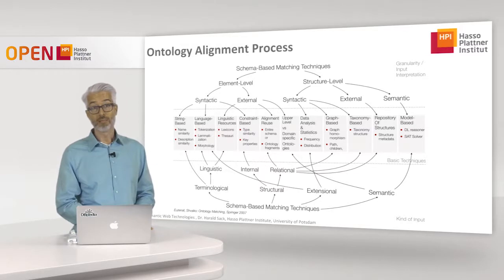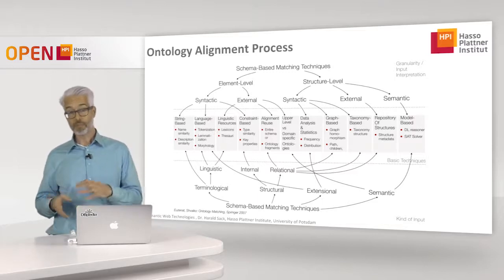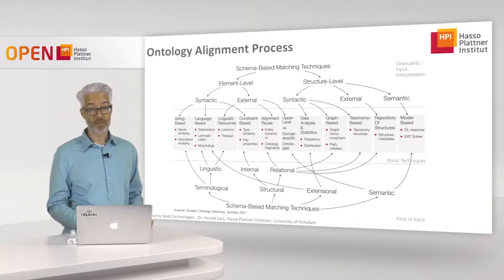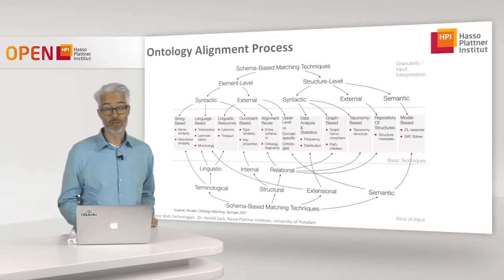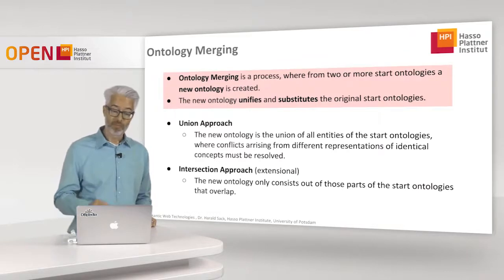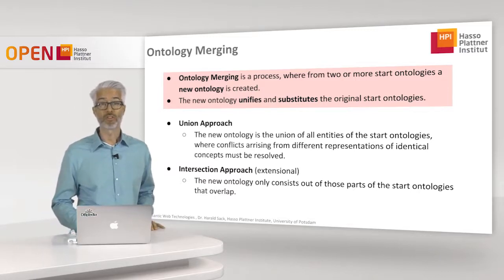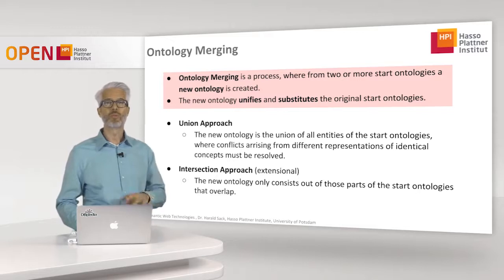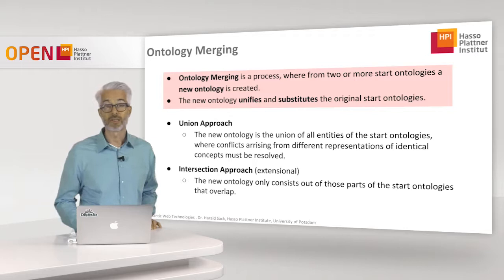So this was the mapping or alignment between two ontologies, if we want to relate one ontology to another. Another task in the ontology development and design process is, for example, if I try to combine ontologies to a new ontology. And of course, this process of ontology merging is strongly related to that ontology alignment process. So before the end of this part of the lecture, we also talk very briefly about the process of ontology merging. This is the process where from two or more starting ontologies, we are creating a new unified ontology. So it substitutes the original start ontologies in our new ontology.